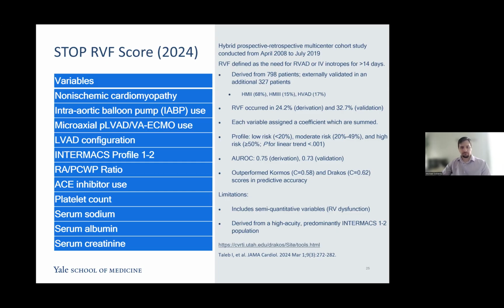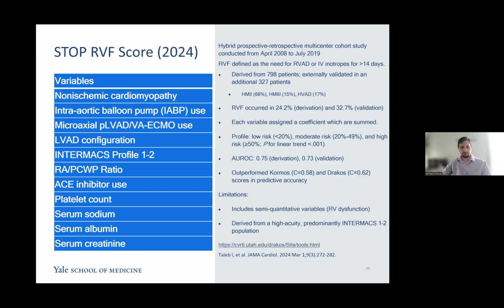The area under the curves for both the derivation and the validation groups of this score system were 0.75 and 0.73 respectively. They mentioned how it outperformed prior studies. I think the limitations are that it's still pretty hefty and includes a lot of semi-quantitative variables.